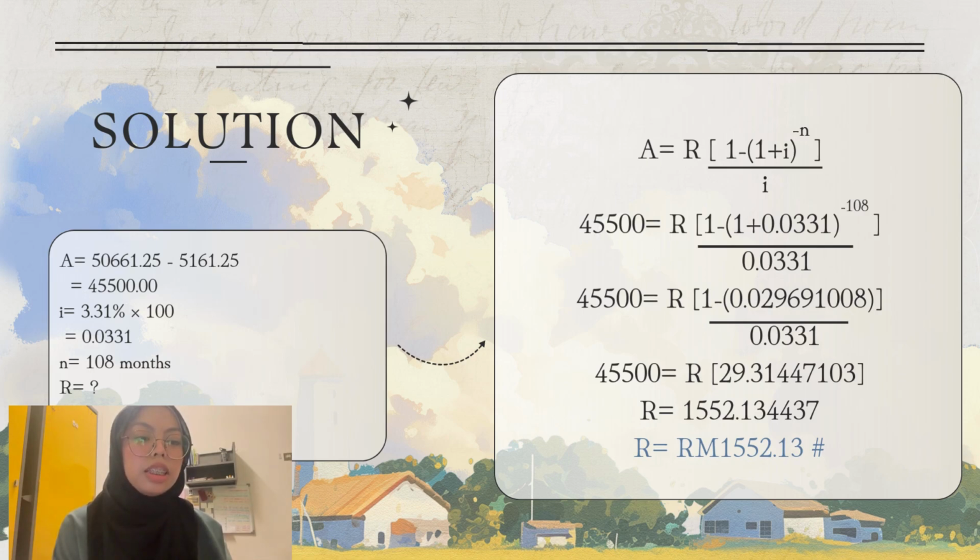A equals 50,661.25 minus 5,161.25, and you will get 45,500. i equals 3.31% divided by 100, equals 0.0331. n equals 108 months. You need to substitute the values into the formula and do the calculation until you get 45,500 equals R times 29.31447103. After that, divide 45,500 by 29.31447103. So you will get R equals 1,552.134437. Make it to two decimal places, and the answer will be 1,552 ringgit 13 cents.